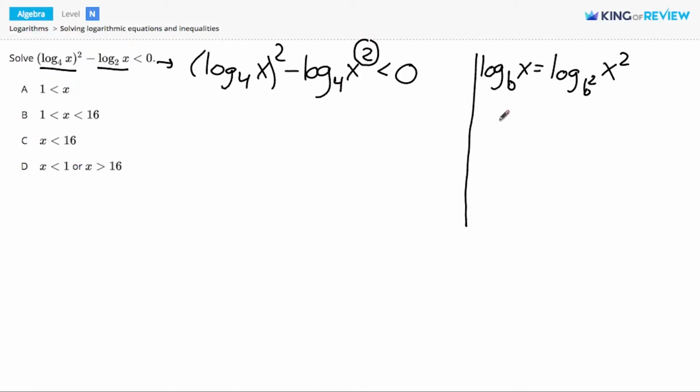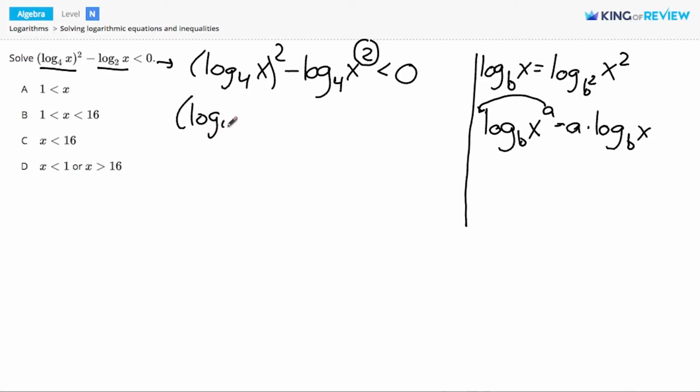There's another nice property we can use for logs, which is if you have the log base b of x to some power a, you can take that power and move it in front of the log, and it becomes a times the log base b of x. Applying that to this problem, we have the log base 4 of x squared minus 2 times the log base 4 of x is less than 0.